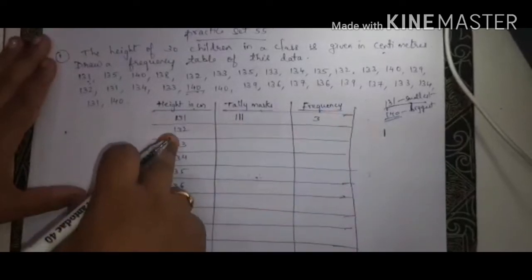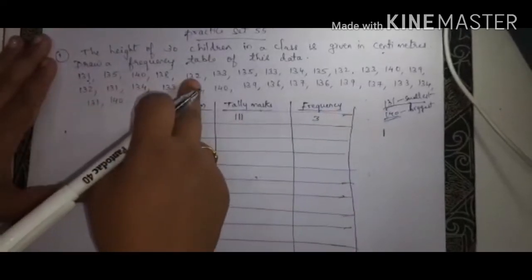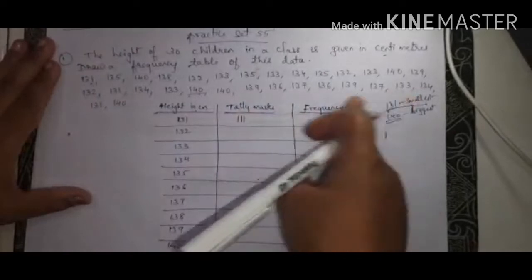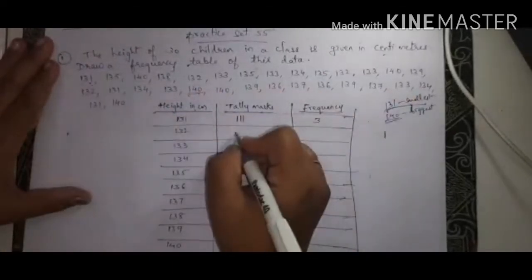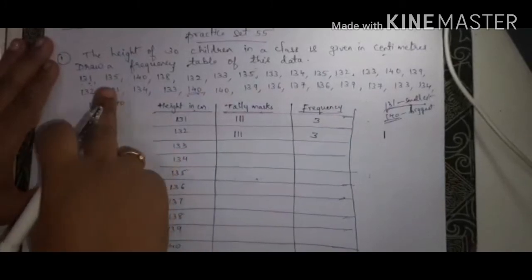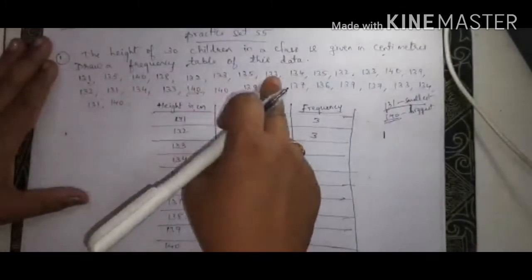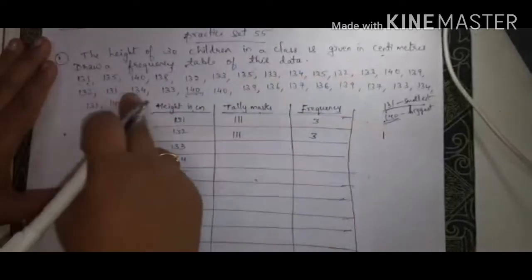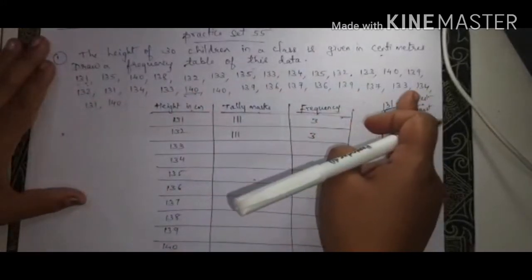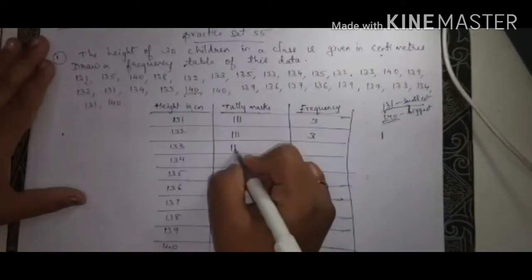Similarly, let's see 132, how many times it is repeating in this data. 1, 2, 3. It is also 3 times, so the frequency is 3. Similarly 133, how many times? 1, 2, 3, 4, 5.